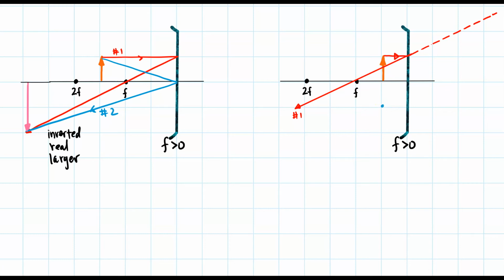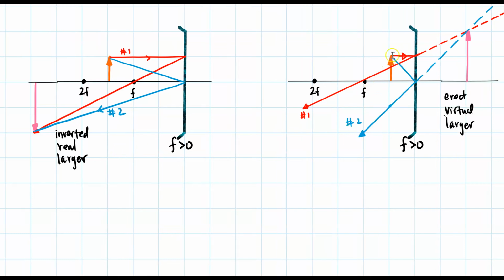Let's go do that. So as ray number 2 comes in and reflects and we follow the rays back, you can see they cross behind the mirror. This image is erect. It's virtual. Why is it virtual? Because it's behind the mirror. There is no light back here. But yet our eye detects that there's light there. And this image is larger.